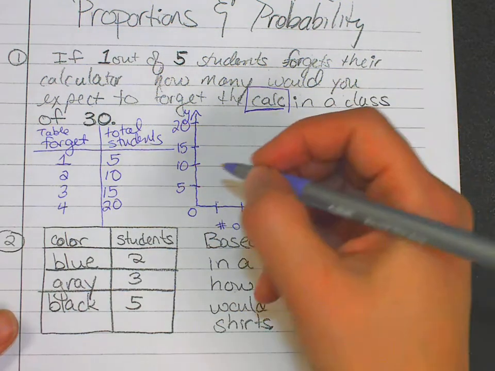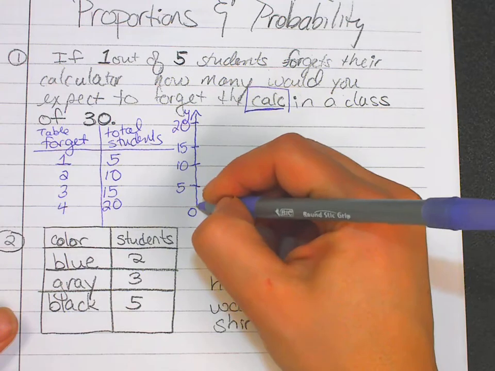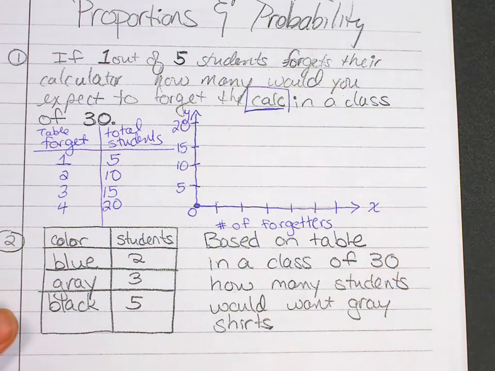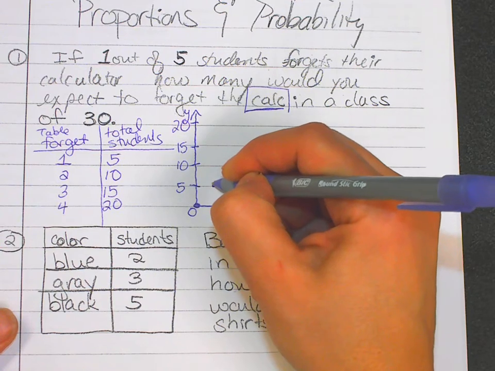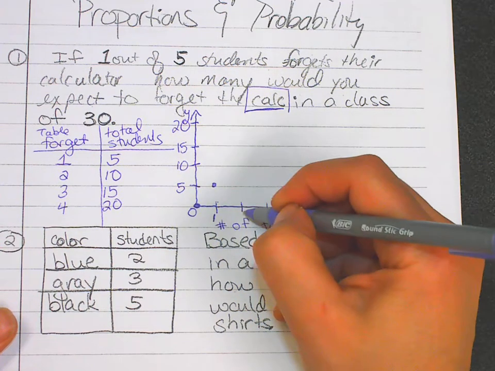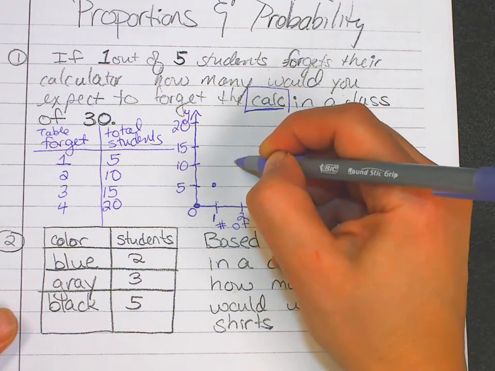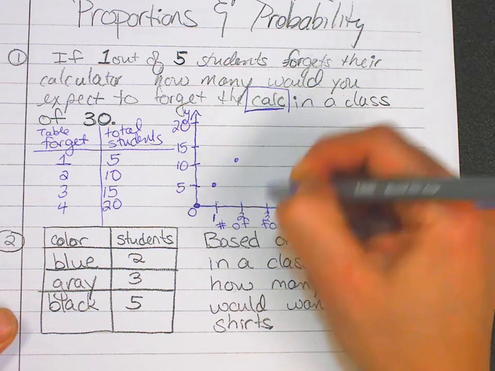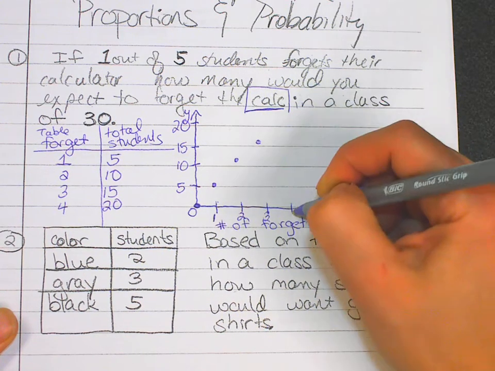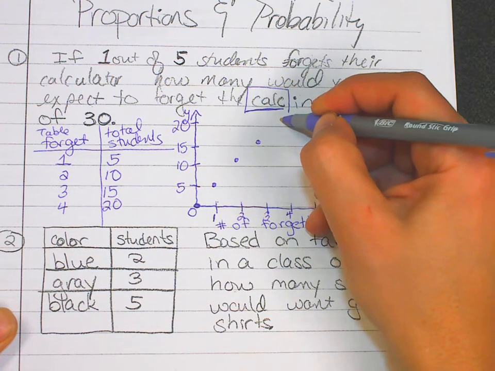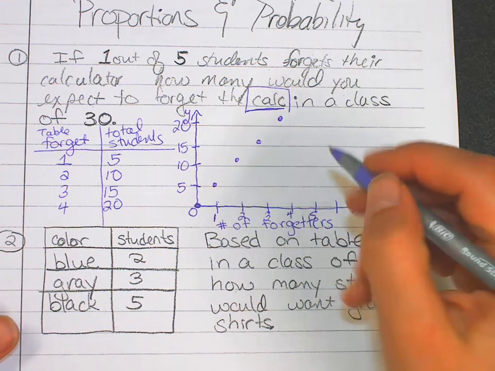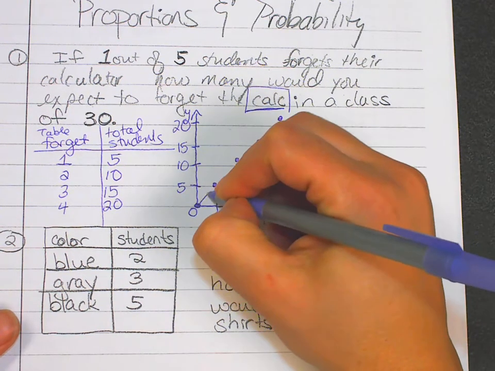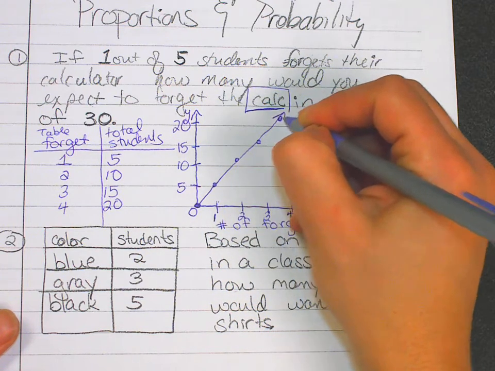So if I have 0 students in the class, there's definitely going to be 0 people forgetting their calculator. If I have 1 student, it would be forgetting. It'd be 5 people in the class. 2, 10, 3, 15. Not every graph looks like this. So when you do graphing, if you make every graph look like this, one of those graphs has to be wrong. So it looks like this.